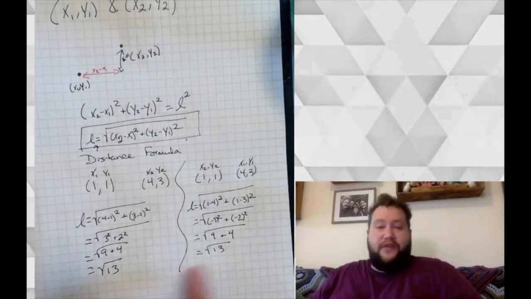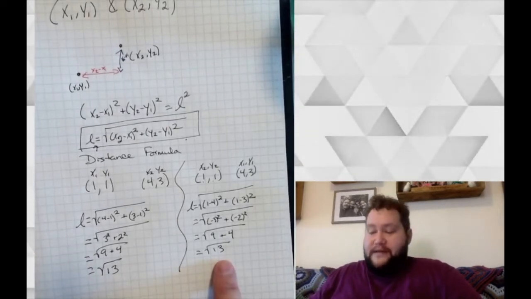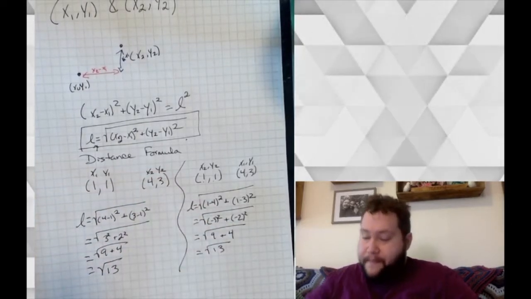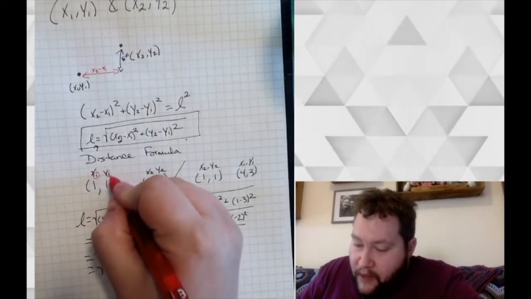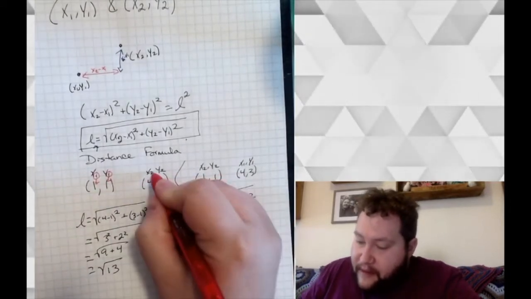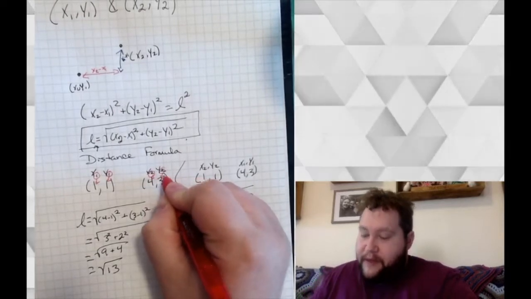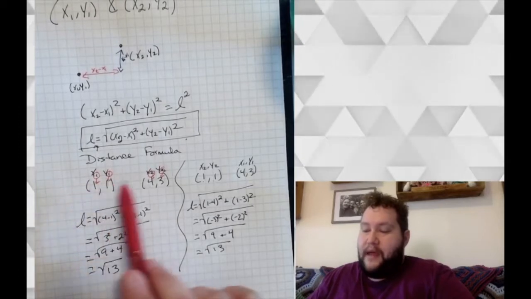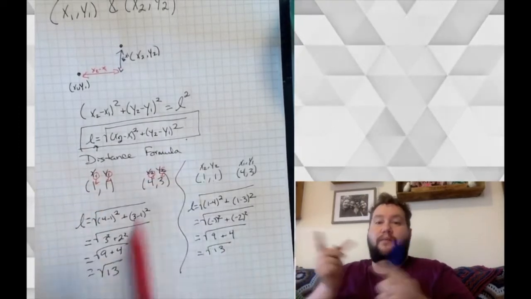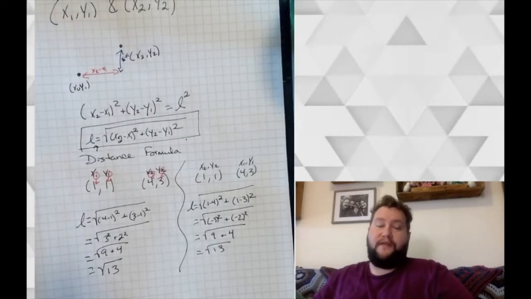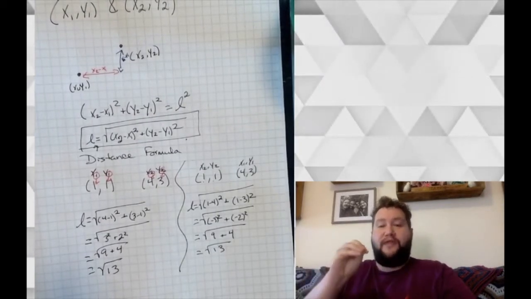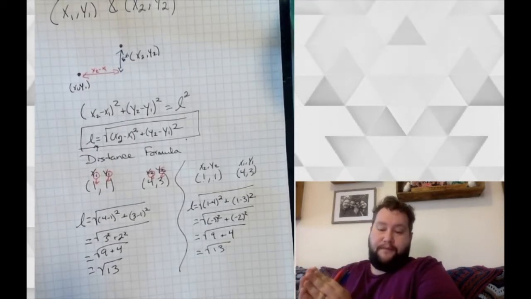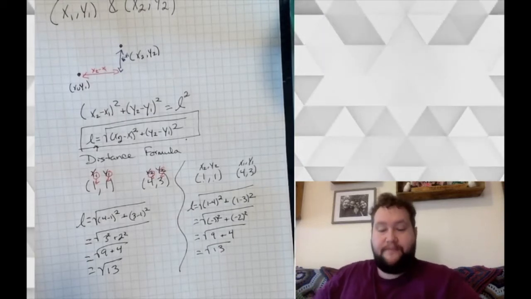Our length is the square root of 13. So it doesn't matter which point is point 1 and which one is point 2, as long as x1 and y1 are from the same point, and x2 and y2 are from the same point. I can't say do x1, y2, x2, y1. Like I can't switch what they're partnered with. x1 and y1 just means both x and y values are from the same point, and x2, y2, both values are from the other point. But which one doesn't matter.